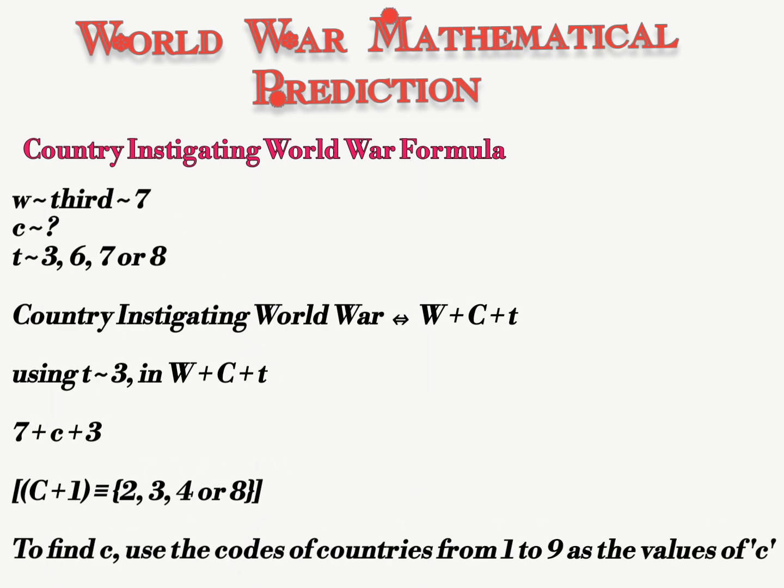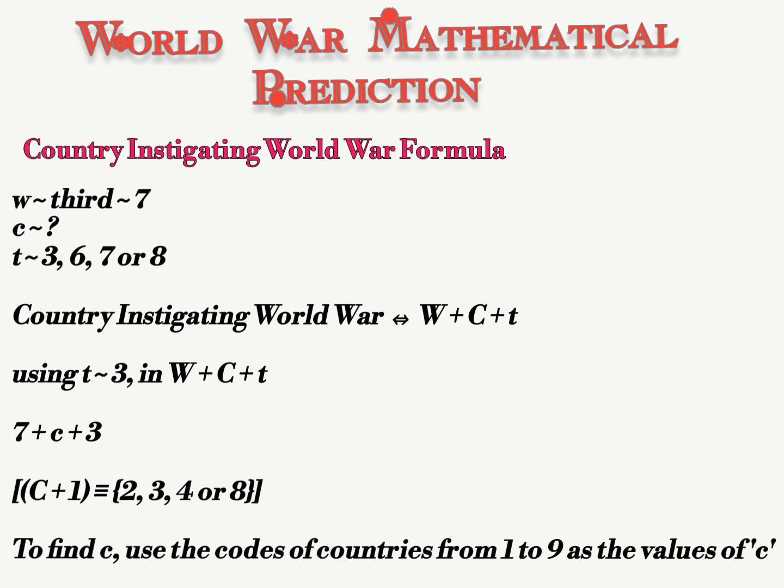W approximately third, 7, C approximately. T approximately 3, 6, 7 or 8. Country instigating World War if and only if W plus C plus T. Using T approximately 3, in W plus C plus T: 7 plus C plus 3, C plus 1, is defined as 2, 3, 4 or 8.